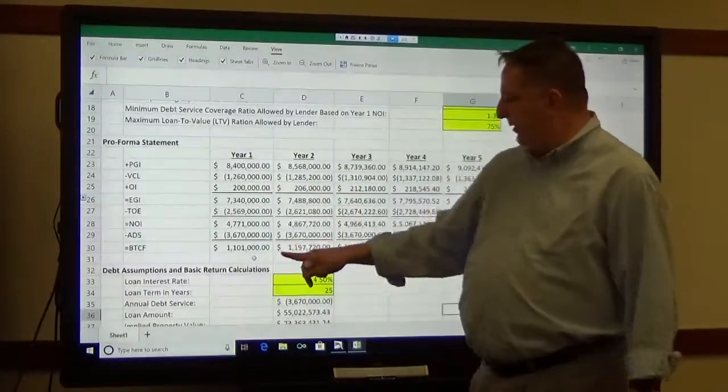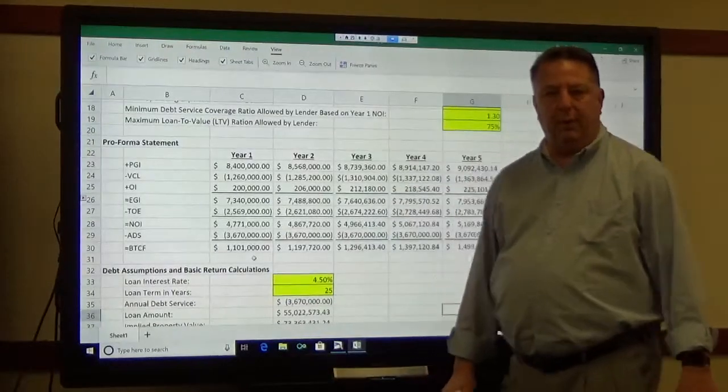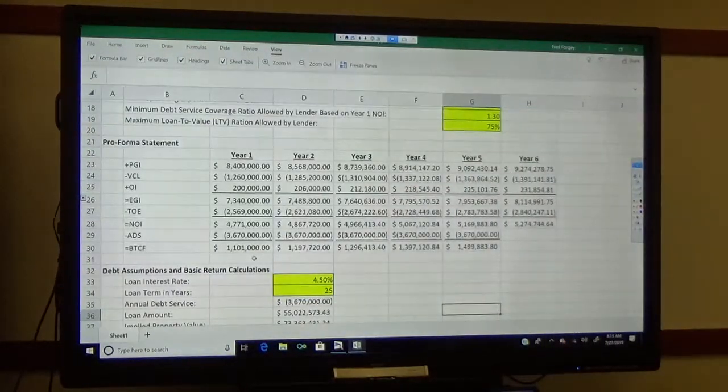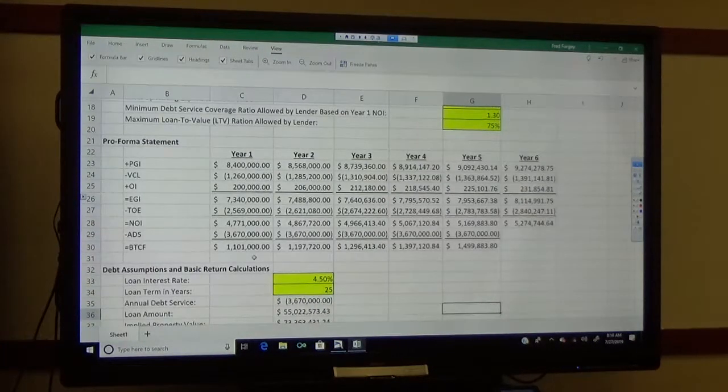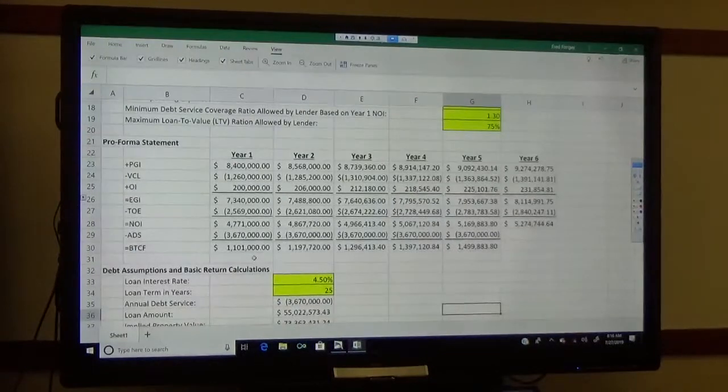If you look at the formula for that cell, that's what we're doing. We're simply taking the annual net operating income the property is expected to generate and the minimum debt service coverage ratio that the lender will allow, and that determines how large of an annualized payment of principal and interest the lender is willing to allow. Now, just to make sure that you're understanding this, what if the lender were to say, all right, we're just going to require a debt service coverage ratio of 1.